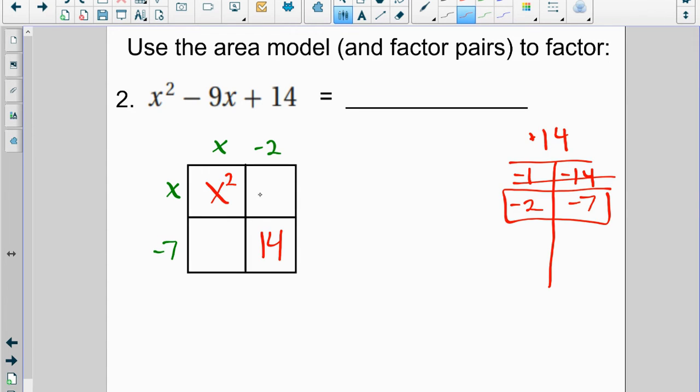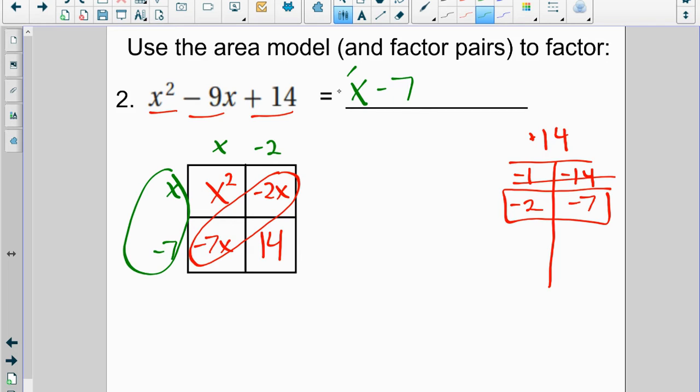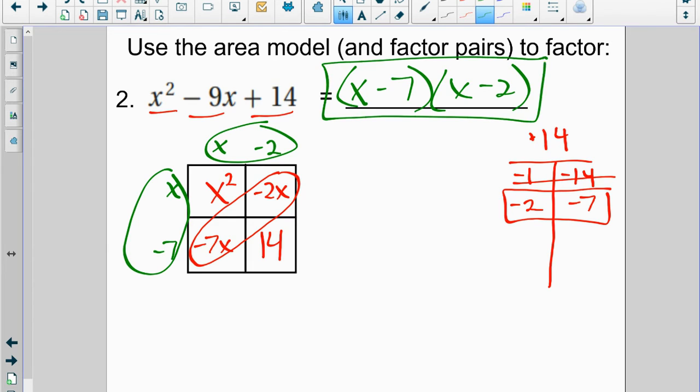So in the top right corner, I'm going to take -2 times x. In the bottom left-hand corner, I should be multiplying -7 times x. And when I combine my like terms, that would equal -9x altogether. So we have x squared minus 9x plus 14. That is the total area. That's the correct area. So how did we get that? It's when we took x minus 7 as one factor and then x minus 2 as the other factor. So x minus 7 times x minus 2 is my solution. That's my factored form.